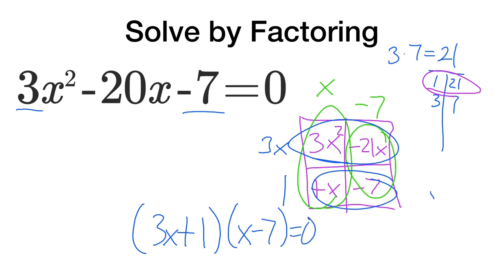So at that point, I know x has to equal 7 as one of my zeros. For the other one, 3x plus 1 equals 0. 3x equals negative 1, which means x equals, well, you know what? Let's write this over here. x equals negative 1/3.